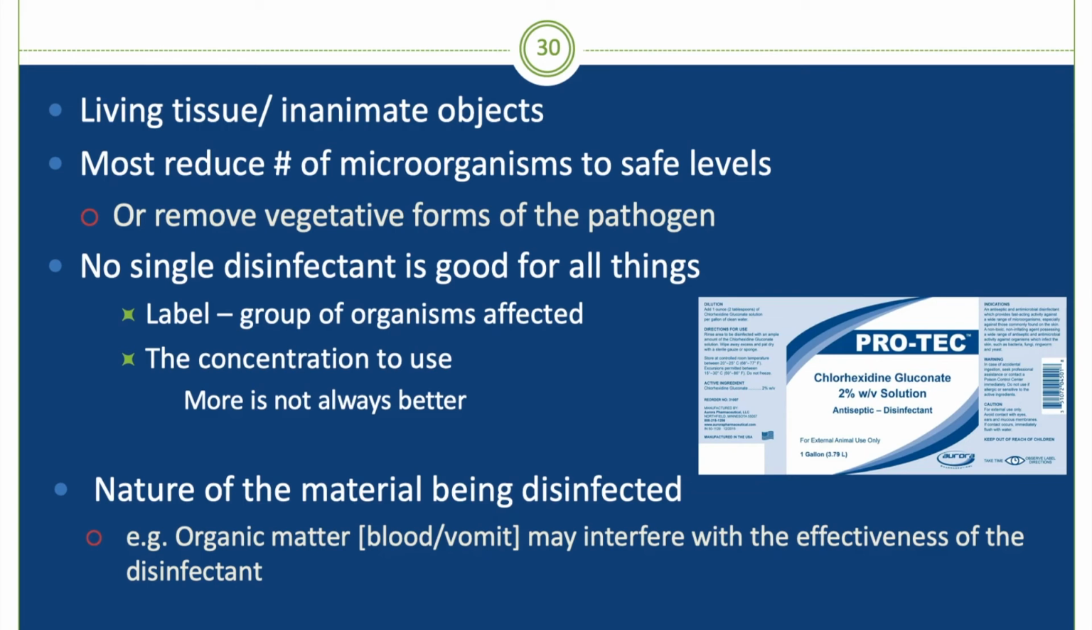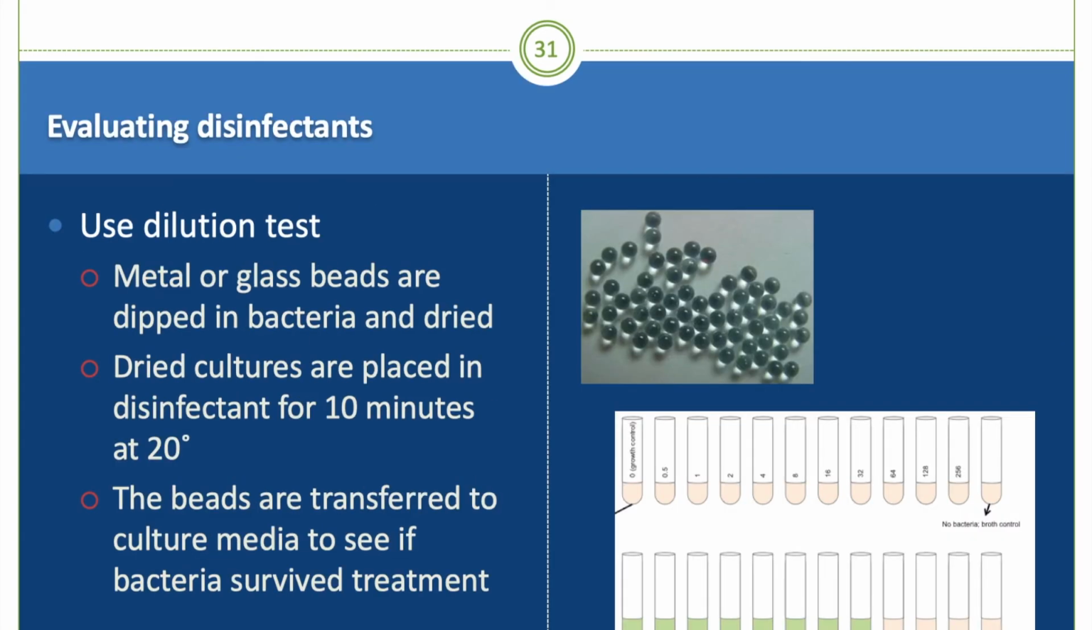Whatever disinfectant you end up using has to depend on what the content is and what surface you want to use it on. So you have to read the label and make a decision on that. The nature of the material is important as well. Is it organic? Is it artificial? So you take all that into consideration.